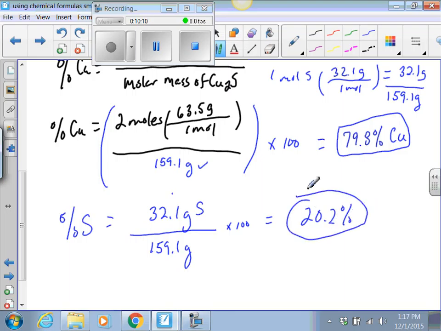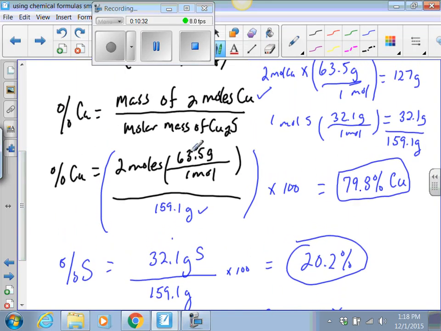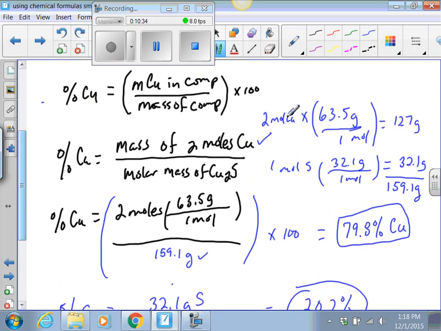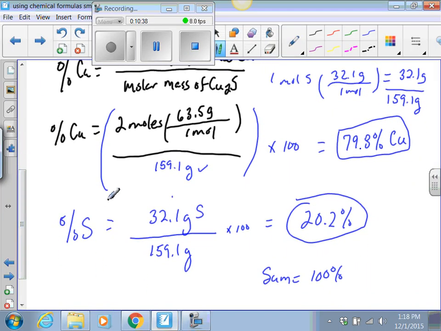What's your check to see if you've done the correct calculations? How'd you get the number at the bottom? Add those two together, and if you add 79.8 and 20.2, what do you get? Sum is 100%. What's that number? How'd you get the number? Yeah, right, the 159.1 here. Find the molar mass of the compound like we did yesterday. Okay. So 2 times 63.5 plus 32.1. Okay, but these two have to add to 100.